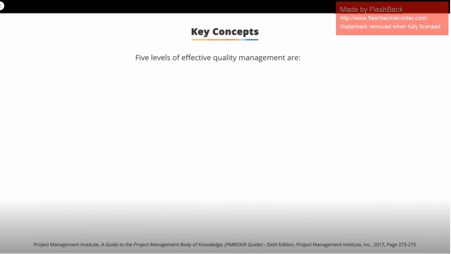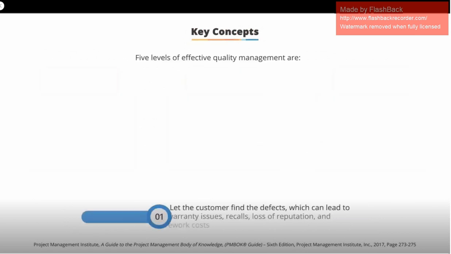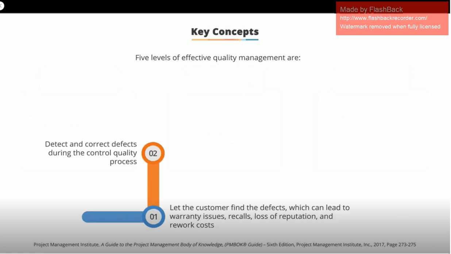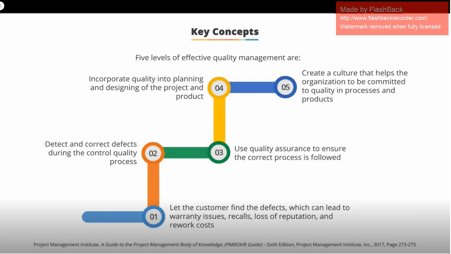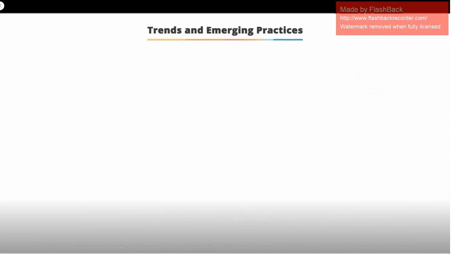The 5 levels of effective quality management. Let the customer find the defects, which can lead to warranty issues, recalls, loss of reputation, and rework costs. Detect and correct defects during the quality control process. Use quality assurance to ensure the correct process is followed. Incorporate quality into planning and designing of the project and product. And create a culture that helps the organization to be committed to quality in processes and products.